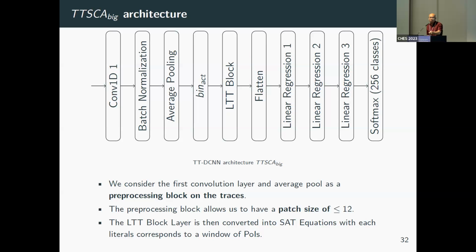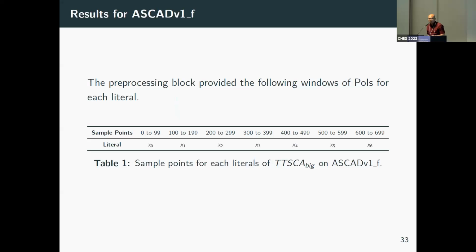This is the pre-processing block over here. Using this pre-processing block, we can actually reduce the patch size to less than or equal to 12. Then we convert the LTT block over here to a set equation for interpretation. So when we use the pre-processing block, the literals no longer become one sample.